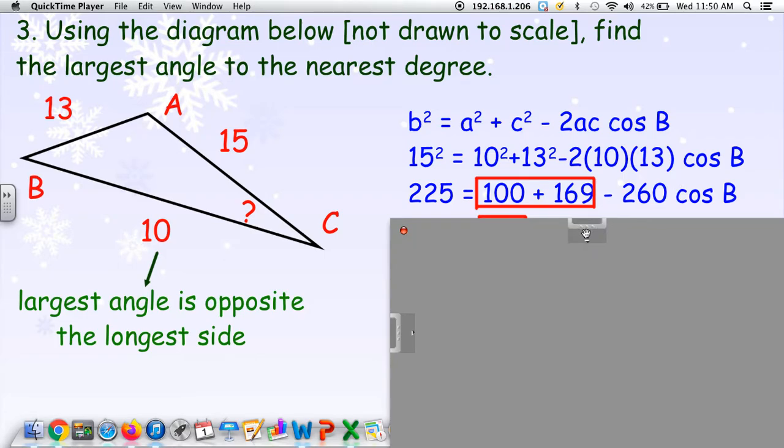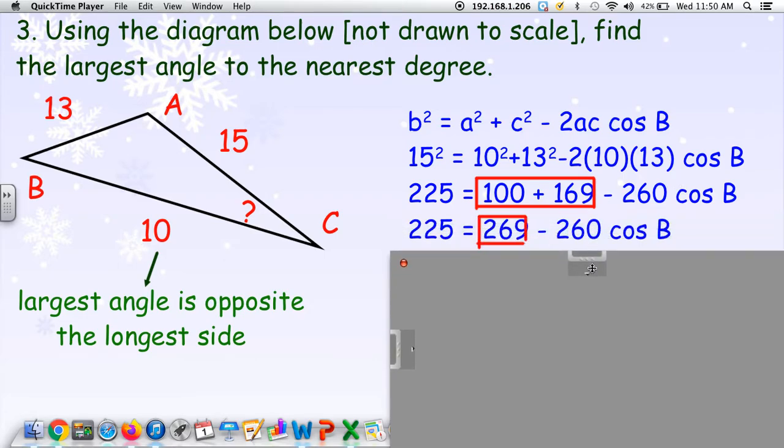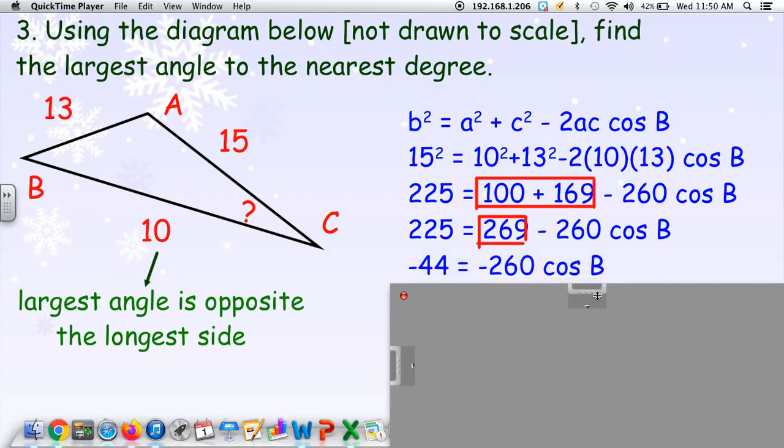So here's what I have as my next step. I have 225 equals 269. I simplify like terms, combine like terms, minus 260 cosine B. Now, what do I do next? Well, this is my last step. I gotta get rid of this. So I'm going to subtract 269 on both sides. I get negative 44 equals negative 260 cosine B. This is a multiplication, so I get rid of this by dividing.